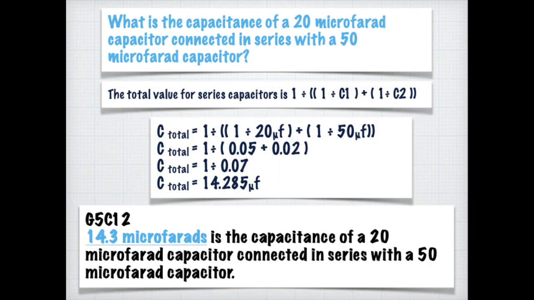Some of you may look at this question and say, what in the world have I gotten myself into? Well, it's not as bad as it seems. So the question might read, what is the capacitance of a 20 microfarad capacitor connected in series with a 50 microfarad capacitor? Well, the total value for series capacitors is the reciprocal of 1 divided by the reciprocal of C1 plus the reciprocal of C2.